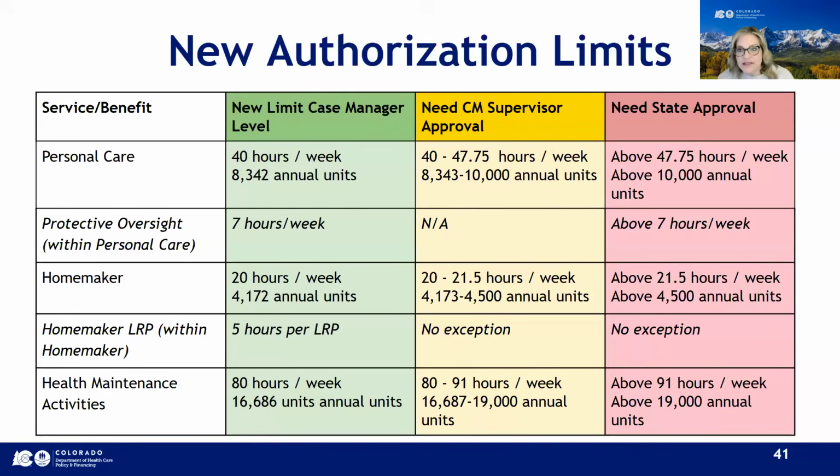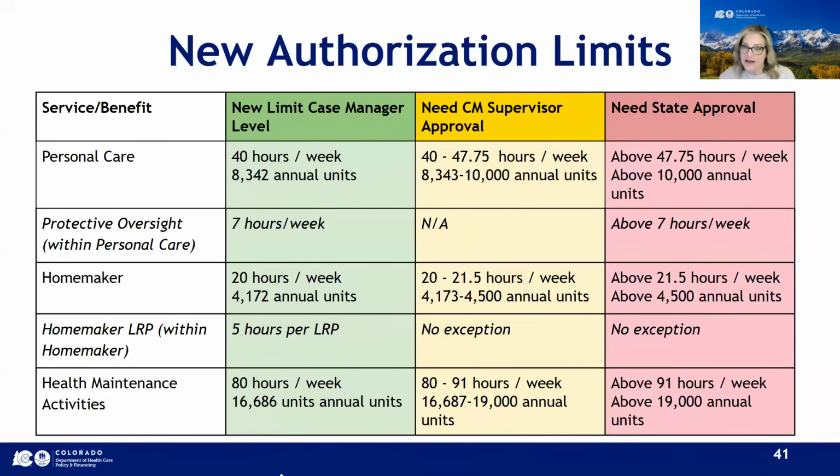So far, we've discussed the limits on personal care, homemaker, and HMA. And these are the numbers that you see on your screen in yellow. That's what we were just showing you. You can see up to 10,000, 4,500, and 19,000 in that middle column there. You'll notice that there's a green column here too that's below those limits. You might be thinking, why? I thought the limit was 10,000. It is, but as a case manager, you can authorize services below the caps.